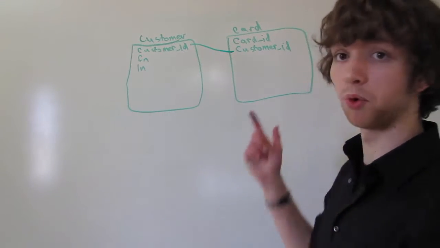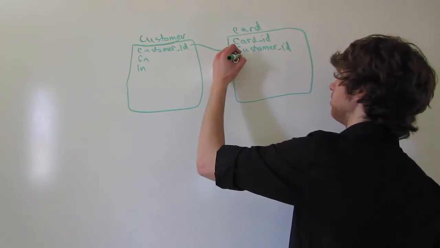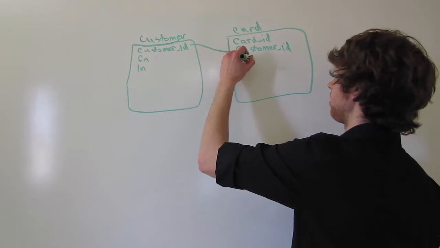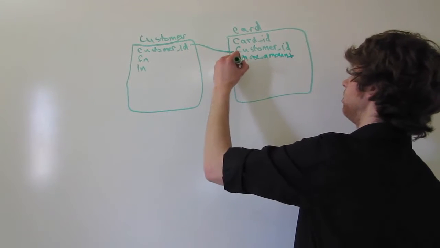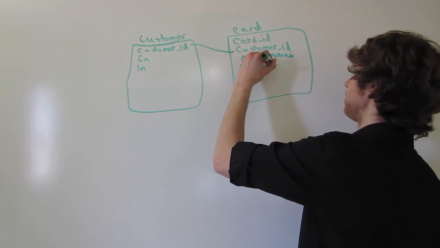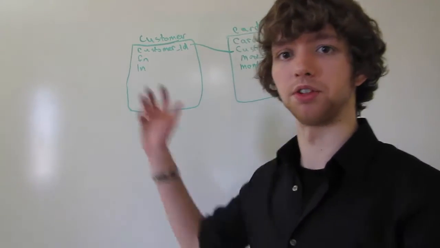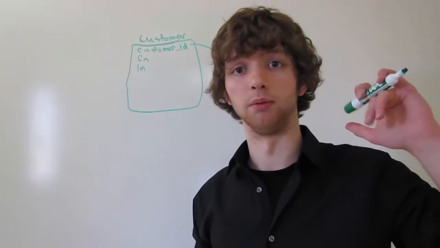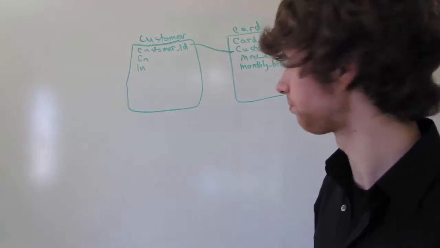And here we can also have more information about the card. We could have the total amount or the limit. Max amount, I guess I could say. You could have monthly bill. And because this is a really simplified example, we don't really have to worry about other tables such as bills and invoices, and all that other junk. We're just keeping it simple here.